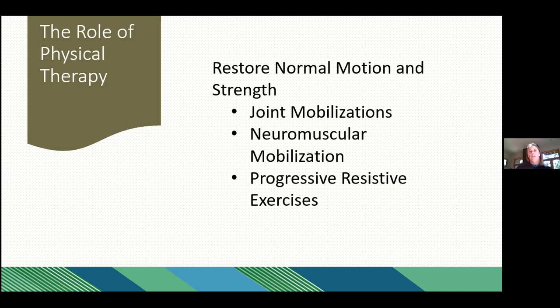Neuromuscular, that should say re-education, sorry, not mobilization. Neuromuscular re-education is about retraining your muscles. They haven't been used in a while since they've been immobilized. So they need to be retrained in how to move and how to bring your wrist and your hand into the motions that need to occur. And then finally, bringing you back up to the strength that you were prior to injury. So using progressive resistive exercises to do so.